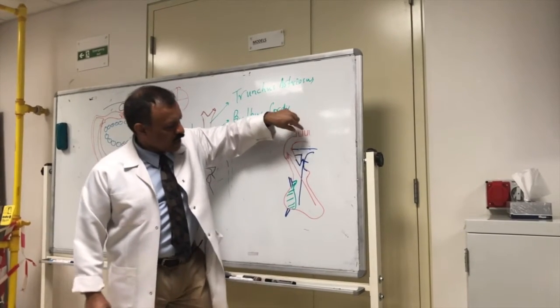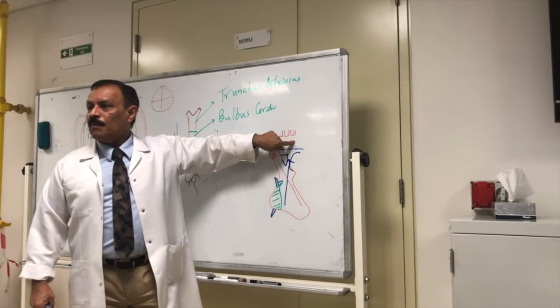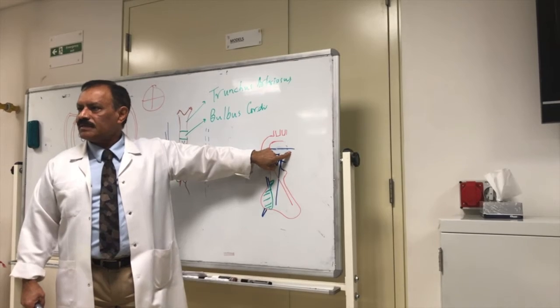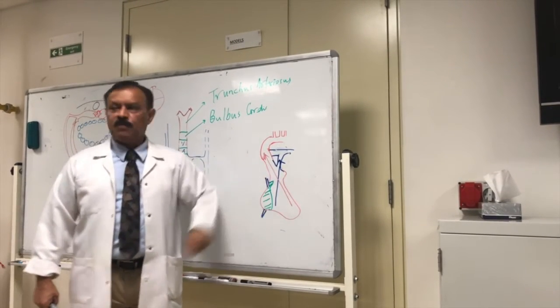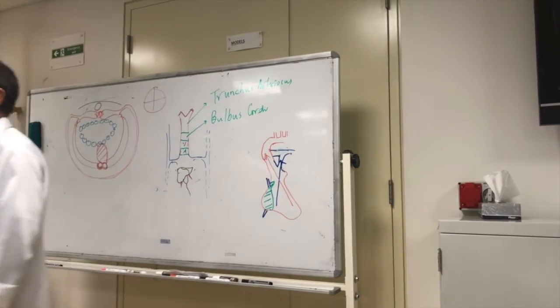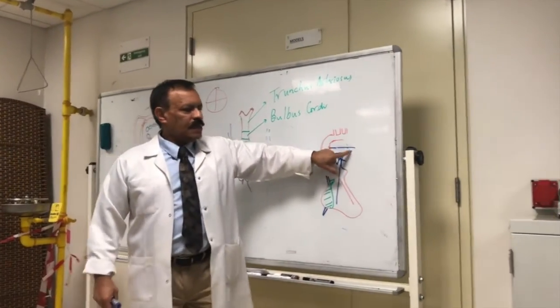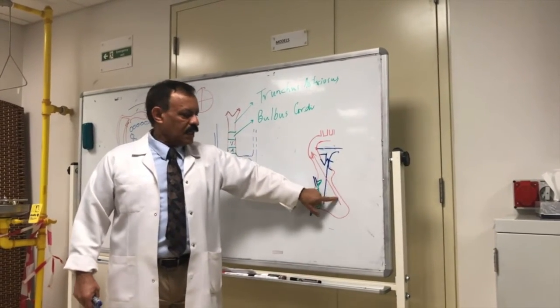It is going posteriorly. So the left border of the heart is formed by the aorta, then pulmonary artery, then the auricle, left auricle, and then the left border of the heart. Do it with me one more time. What is this one? Aorta, then pulmonary artery, then left auricle, then left border.